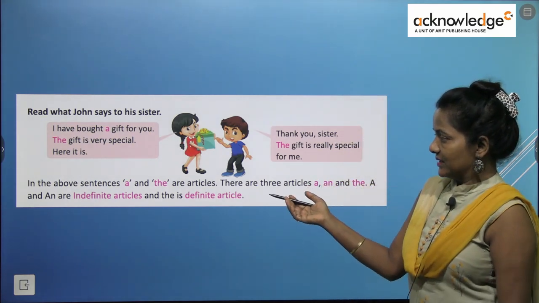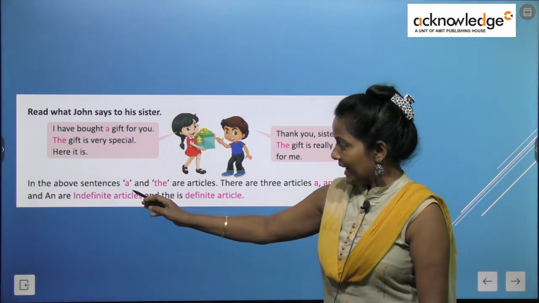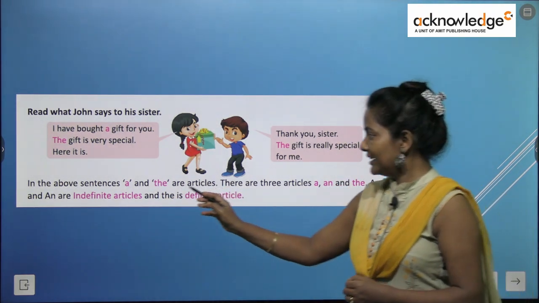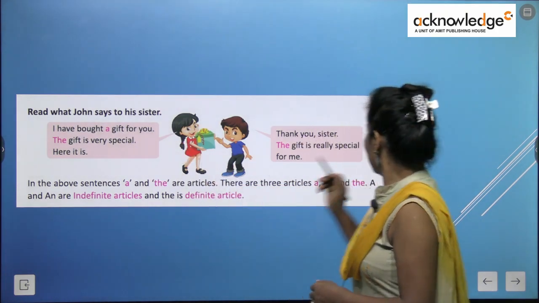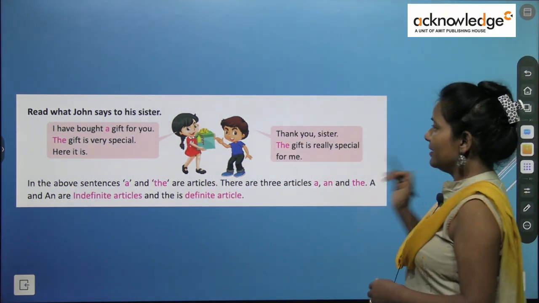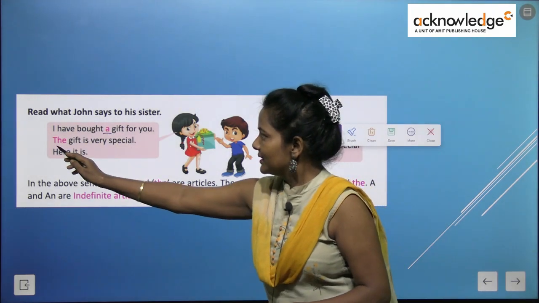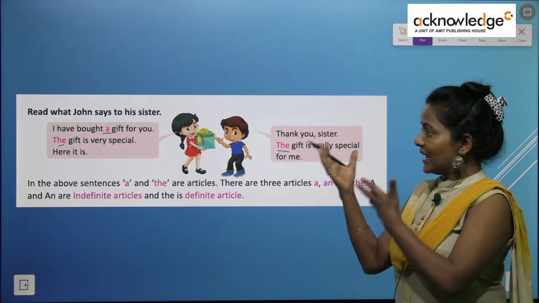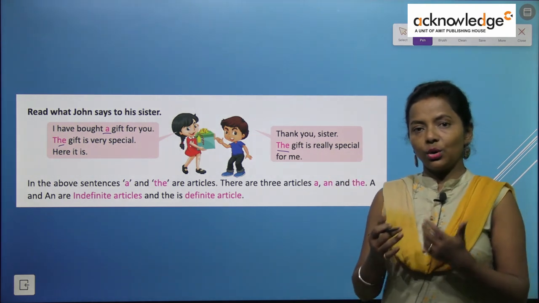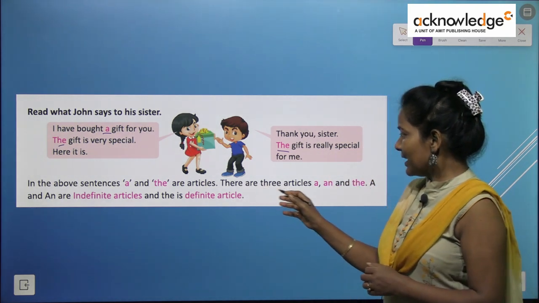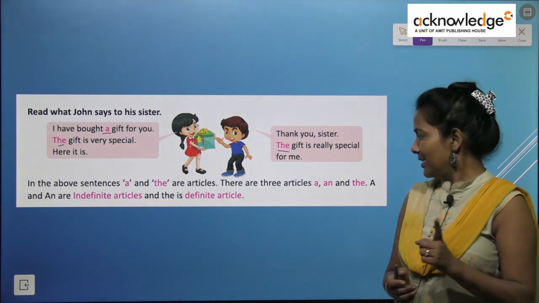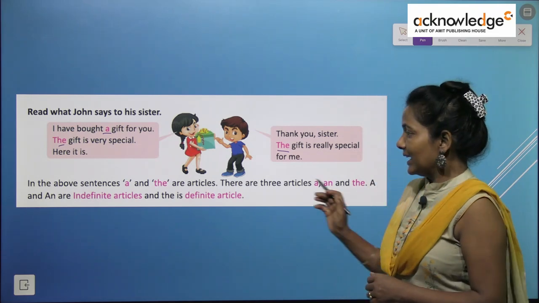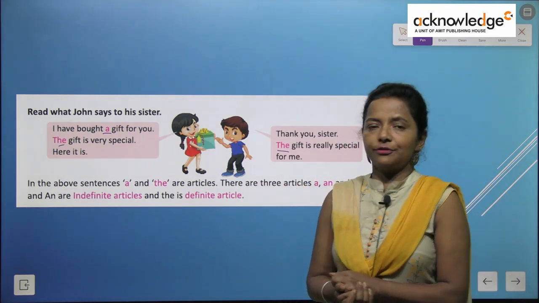In the above sentences, a and the are articles. A and the are articles. See, here some highlighted words are there. A, the, and here also the is highlighted. So this A and the are called articles. There are three articles, A, an and the. Okay. A and an are indefinite articles.